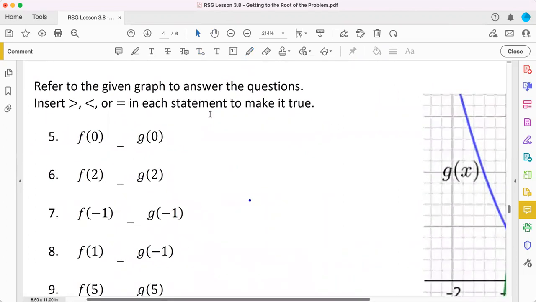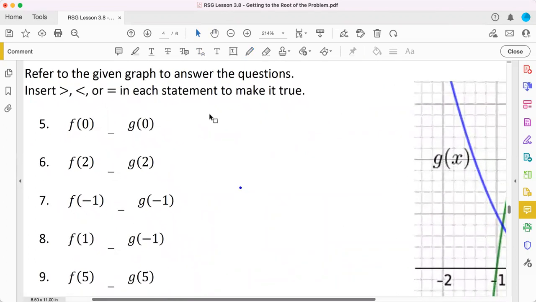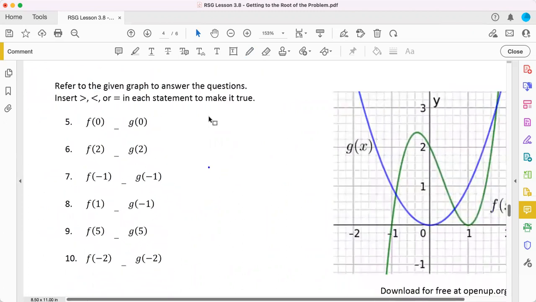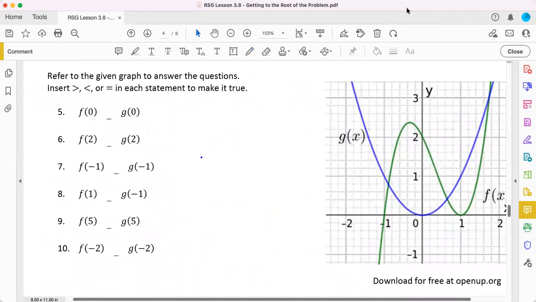Refer to the given graph to answer the questions. Insert greater than, less than, or equal to in each statement to make it true, not false. Okay. So here we're evaluating f of 0 and g of 0. So f of 0 is 2. G of 0 is 0. 2 is obviously greater than 0.